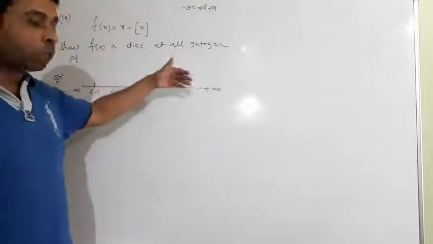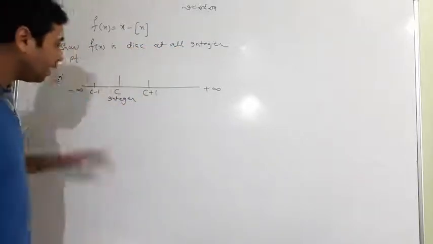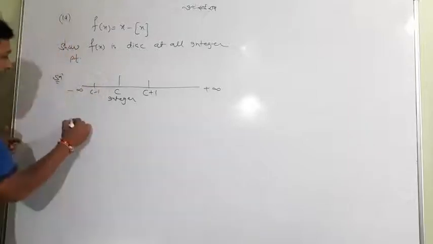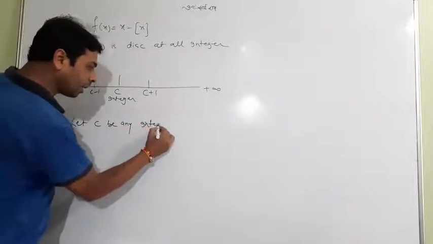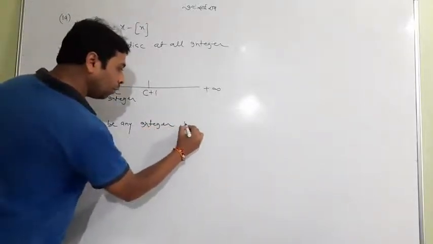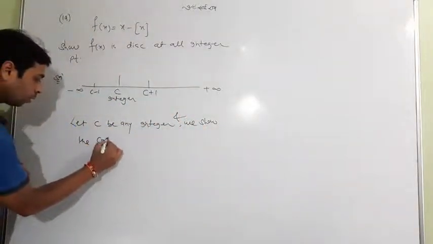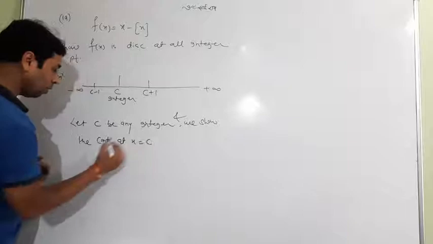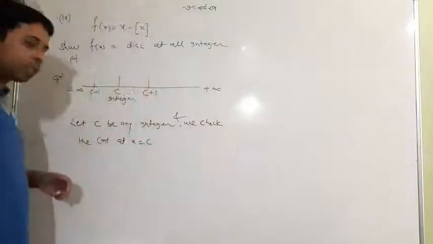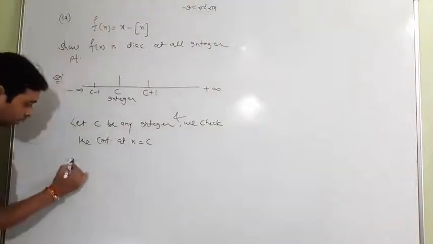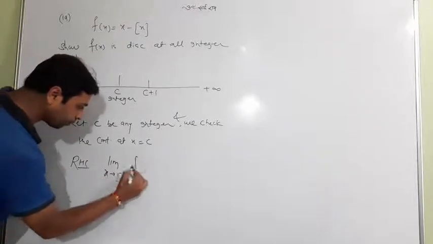So now read the question. Show that the function is discontinuous at C, because C is my integer. So I start the working. Let C be any integer. We check the continuity at x equal to C. So what to do? You know that we take the right hand limit, x tends to C plus of the function.